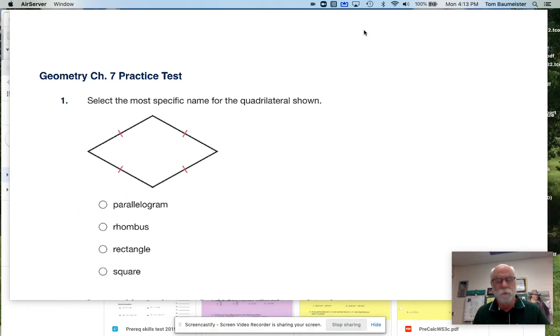All right, ladies and gentlemen, so here's a practice test. Select the most specific name for the quadrilateral shown. All right, we see that four sides are congruent. We don't see any right angles anywhere. So the best one there is a rhombus. So again, all four sides were congruent.